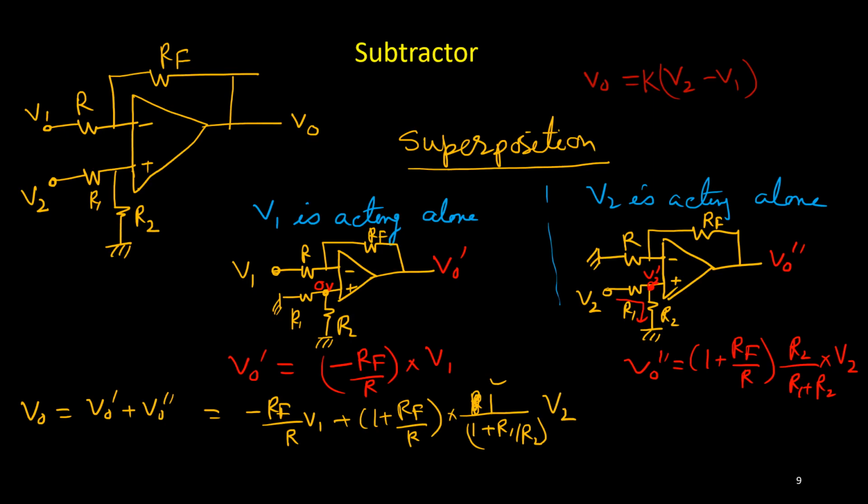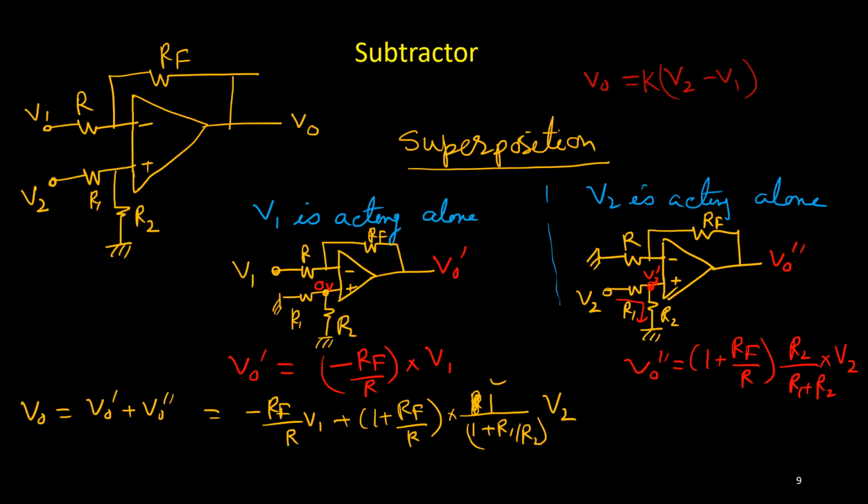Here you will see one term is negative of V1, another one is positive of V2. So I can achieve V2 minus V1, with one condition. You can choose the condition that the two ratios RF by R and R2 by R1 are the same. Okay, so with one more simplification.